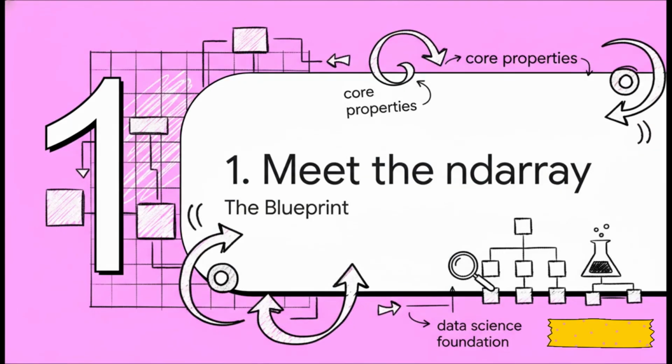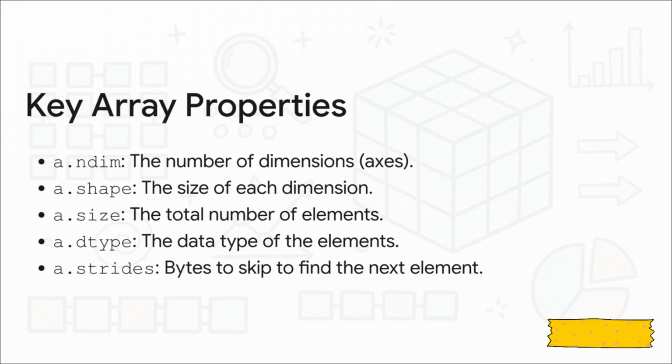Okay, let's start at the beginning. It's time to meet the ND array. What are the core properties that actually make this thing tick? So every single ND array has a set of attributes that are kind of like its spec sheet. ndim tells you how many dimensions it has. Is it a line, a square, a cube? shape tells you how long it is in each of those dimensions. size is just the total number of elements. And dtype is what kind of data is inside, like integers or decimals.